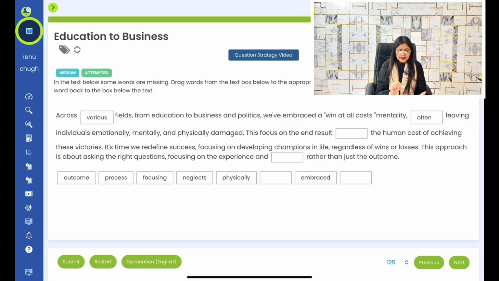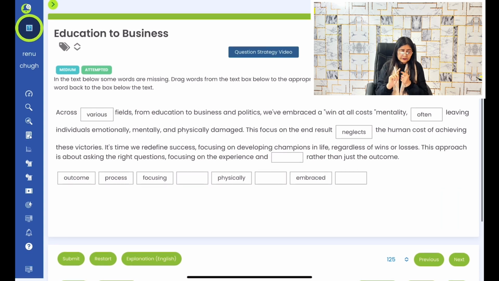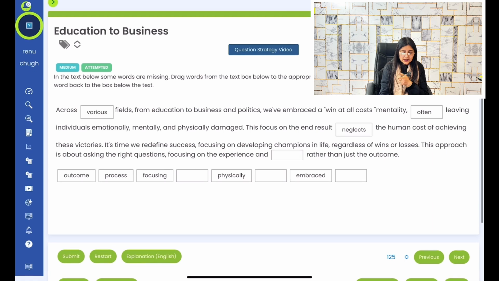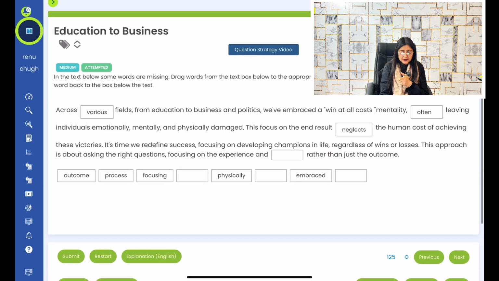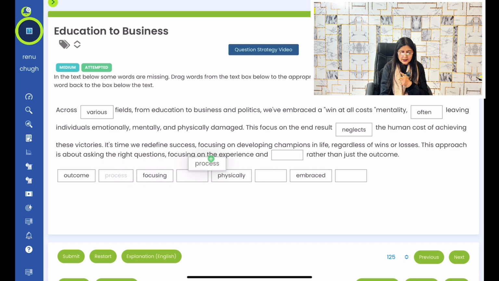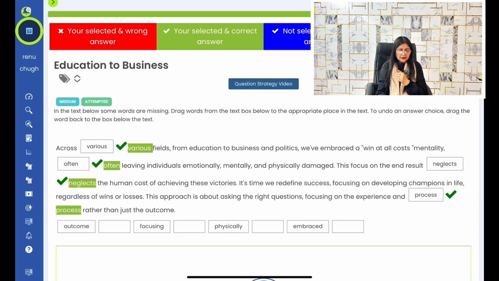Okay, now this approach is about asking the right questions, focusing on experience and dash rather than just the outcome. So first we have to focus on the experience, and second thing, one is experience and outcome is there, so I'll be using the process. We have only this noun. Let's see. Yeah, bingo. Okay, so it's all good. So let's try one more.